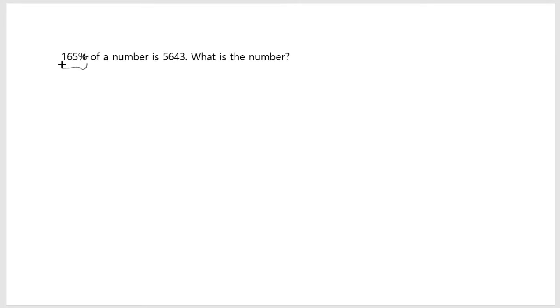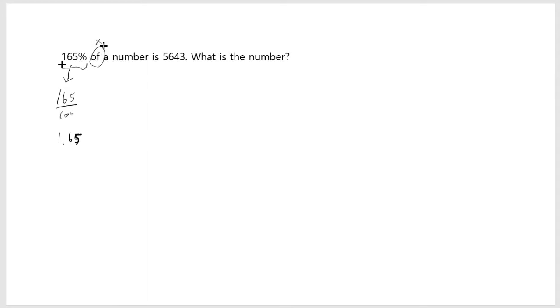165%. Percent means 1 over 100, right? Cent means 100. So 1% is 1/100th. Therefore, if you want to convert the percent to a regular number, you just simply divide by 100. So 165 divided by 100 is equal to 1.65. Okay, so that's 1.65. And 1.65 of a number.